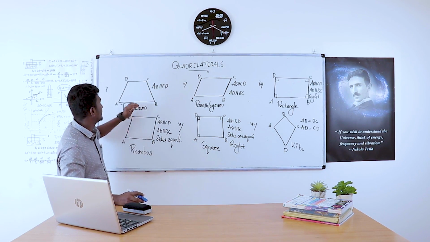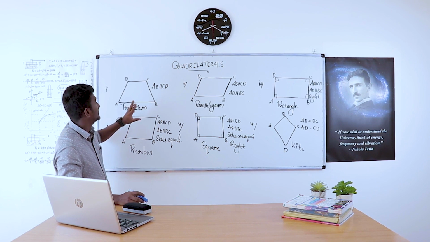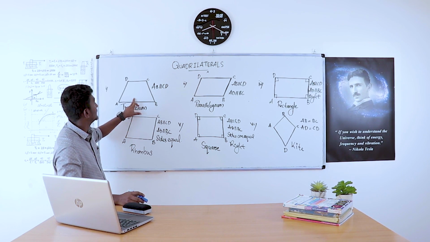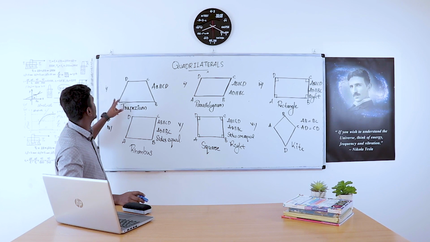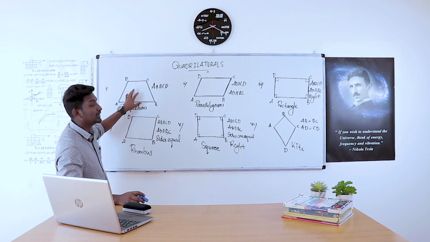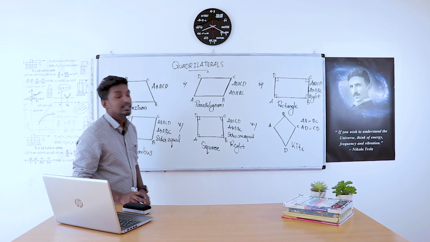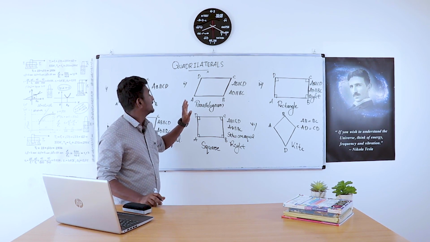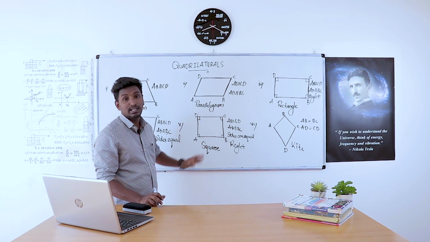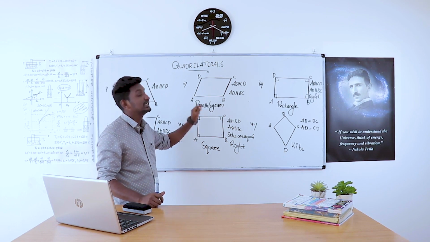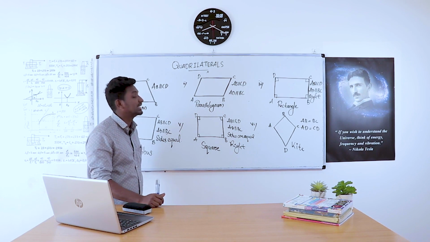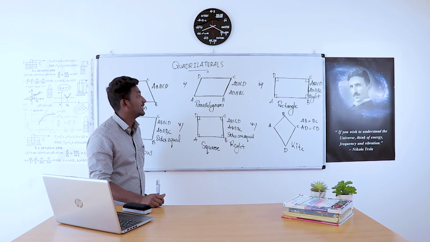Now look again at the figures. What is a trapezium? In a trapezium, a pair of opposite sides are parallel, and the other opposite sides may be unequal. Then this can be called a trapezium. The next one is a parallelogram. What is the peculiarity of a parallelogram? Opposite sides are equal and opposite sides are parallel.